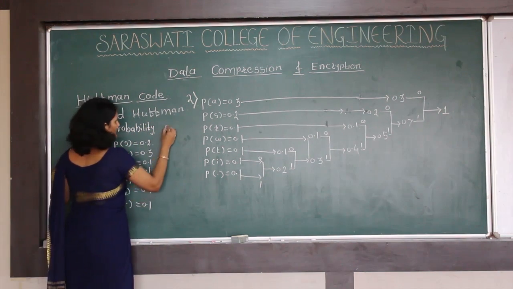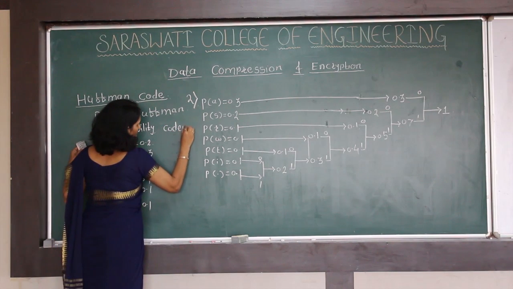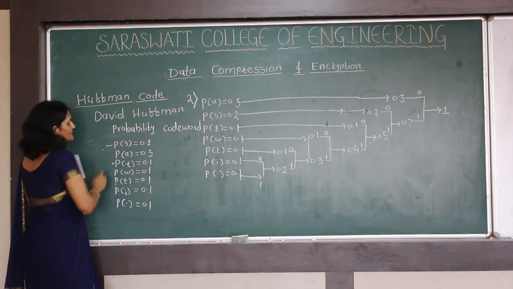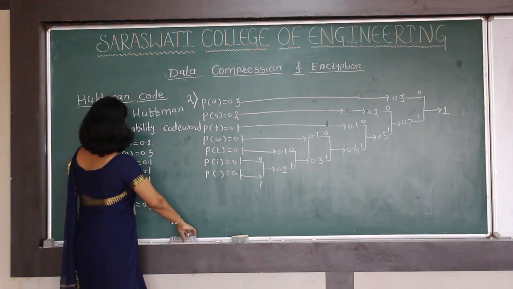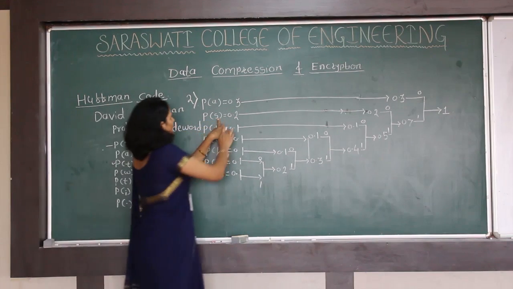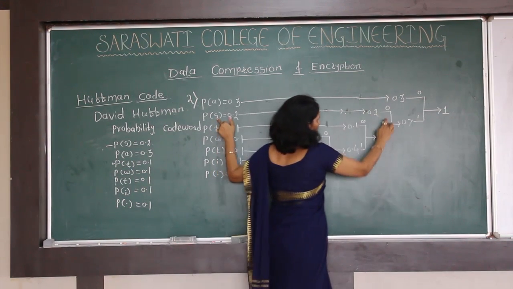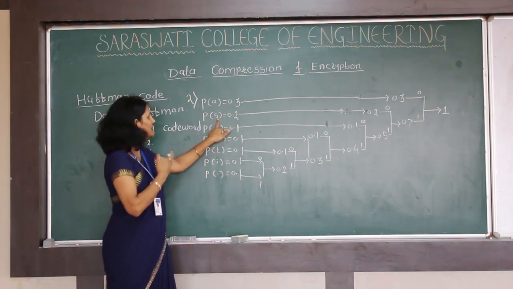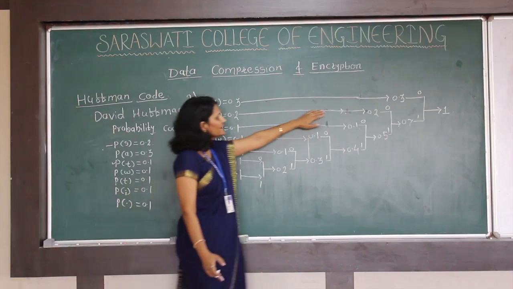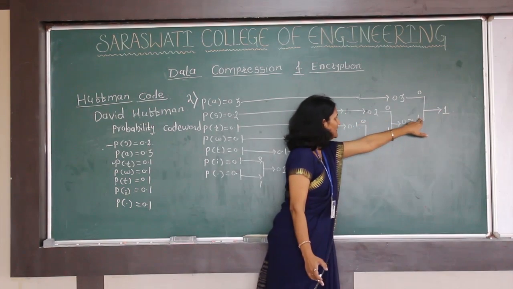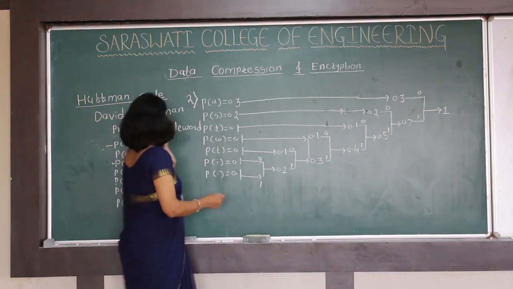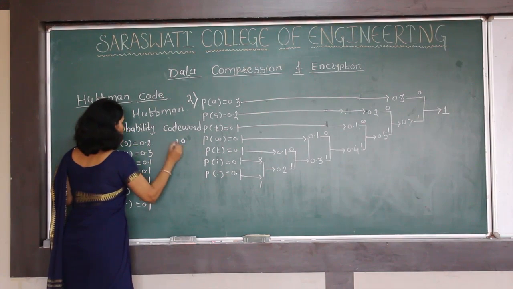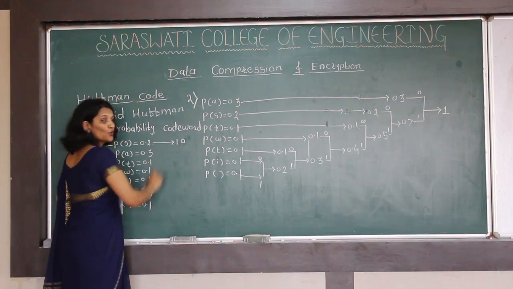Then write down the code word. Here the first symbol is P of S. For P of S, the calculated code word is 0, 1. Always write down the code word in the reverse direction. Here for P of S, the code word is 0, 1. That means write down 1, 0, then in reverse direction 0, 1. So for P of S, the code word is 0, 1.